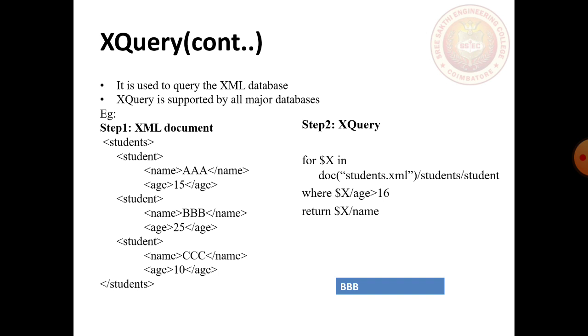Next, XQuery. In order to obtain the data from the XML database, we need to use XQuery. XQuery is supported by all major databases. So, this is the XML document in which there are students, inside which is student, and it holds the name and the age tag. In order to obtain the data of students whose age is greater than 16, we need to represent the file name. Here the document is stored under the name students.xml. The age should be present inside the tag students and inside the student. That can be represented by using the dollar symbol and stored in a variable.